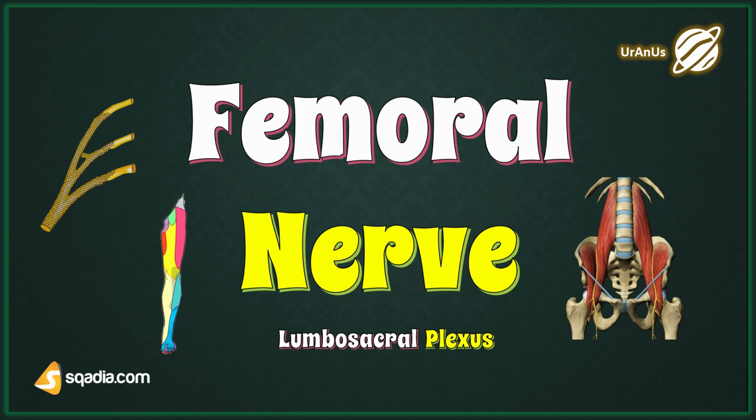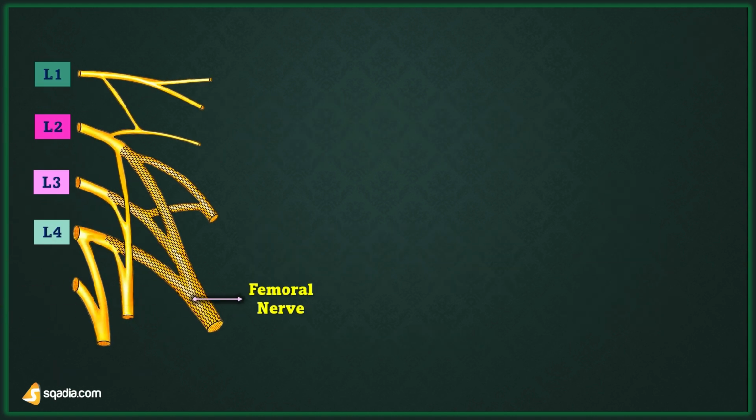Get ready to discover the chief nerve of the anterior part of your thigh, the mighty femoral nerve. I talked about this nerve when discussing the anatomy of the lumbar plexus. This nerve is a branch of the lumbar plexus formed by the spinal nerves L2, L3, and L4. It is the largest branch of the lumbar plexus.